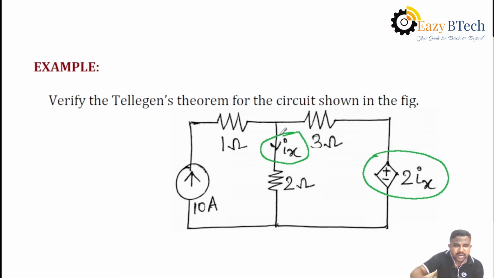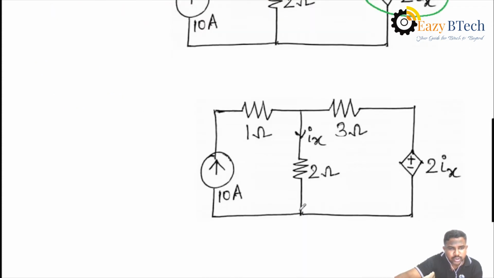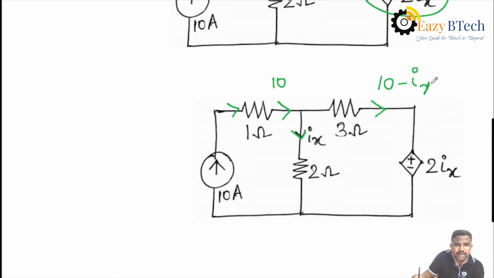Okay. Then what is our step here to find out the current through each branch? We know this branch current is 10 amperes. Then the current passing through 1 ohm is 10. Similarly, the current passing through 2 ohms is Ix, we know. Then, what is the current passing through 3 ohms? That is, apply KCL at the node. Then, the remaining current is 10 minus Ix.